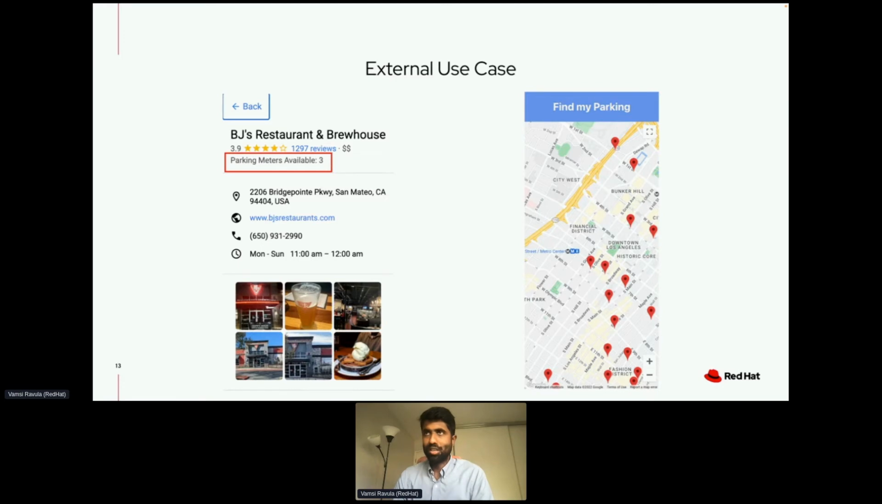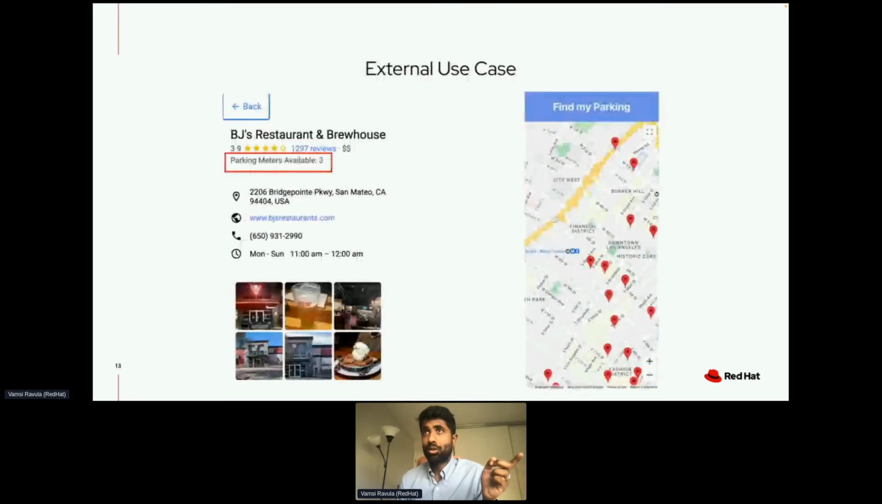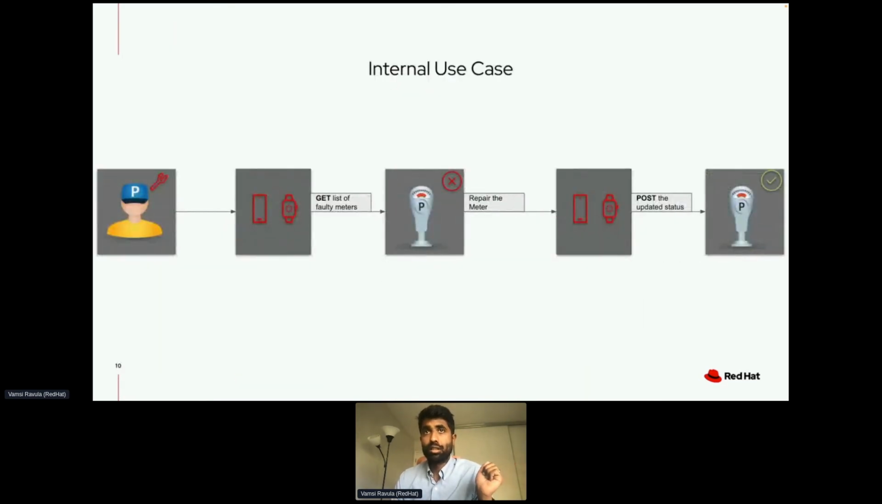So the first thing is, if you've seen Evan's example, and if you go back to the slide, for the internal application, we give both GET and POST access, which means the maintenance engineer can get a list of the faulty meters and also update the status through the mobile app. So we are giving access to both GET and POST methods through our internal app.